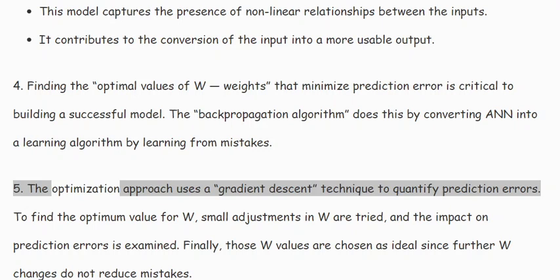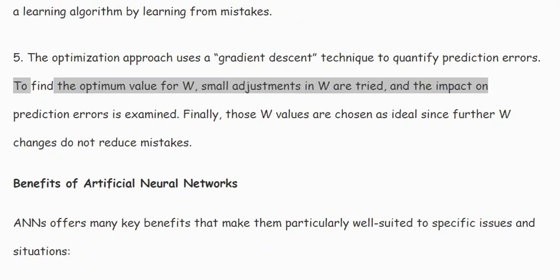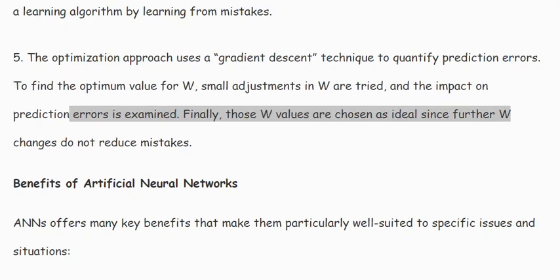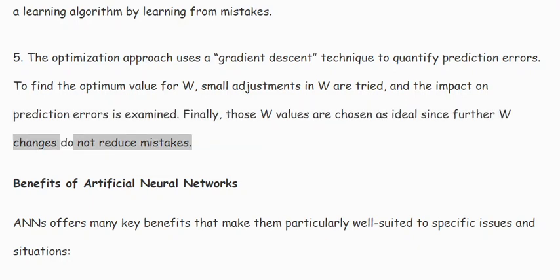Five, the optimization approach uses a gradient descent technique to quantify prediction errors. To find the optimum value for W, small adjustments in W are tried and the impact on prediction errors is examined. Finally, those W values are chosen as ideal since further W changes do not reduce mistakes.